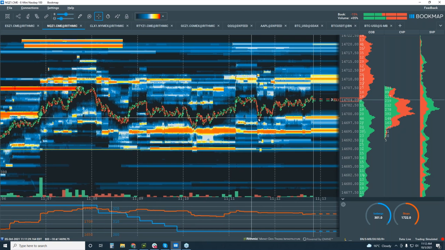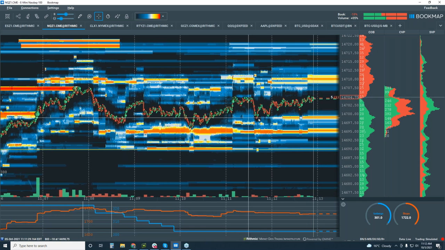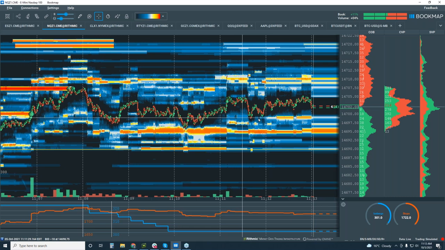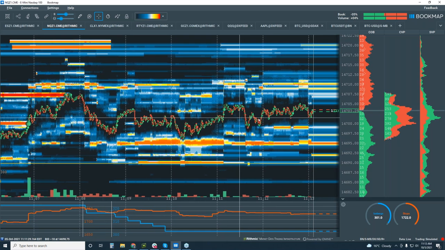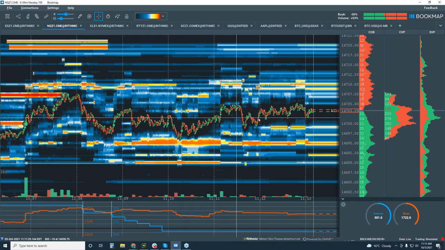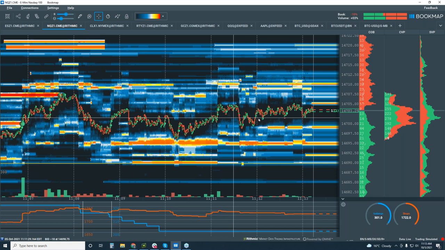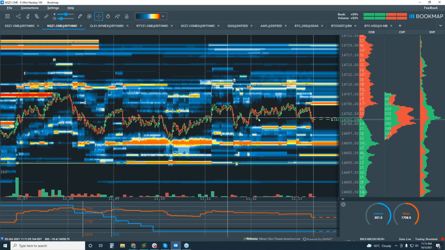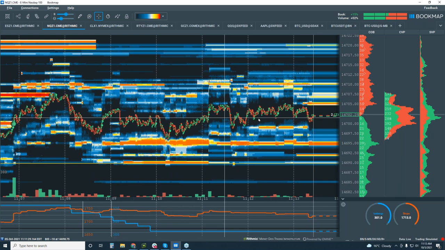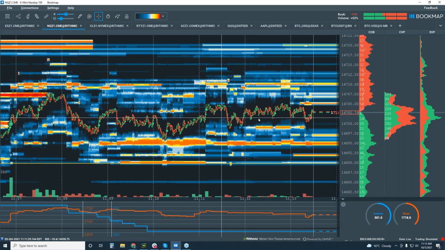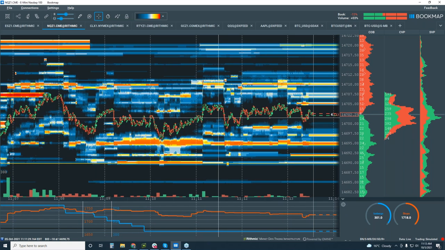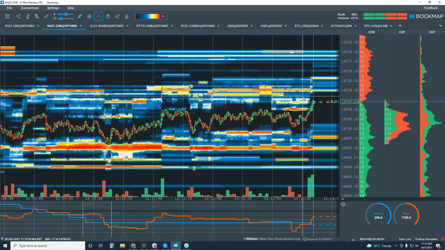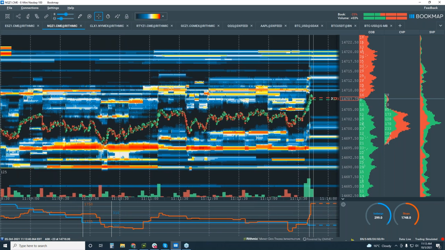It looks to continue here. Let's see, back up into 710, or back into 710. Yep, still continuing here. 710 is even pulling.